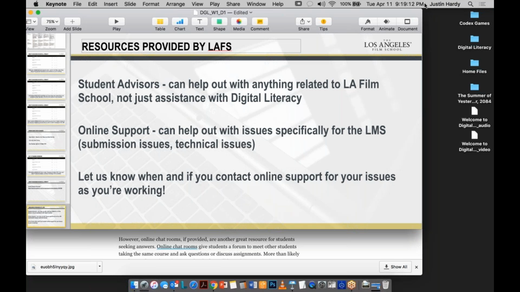And of course, as we mentioned earlier, online support can help out with any issues specifically for the LMS, such as submission issues, say your documents won't upload, or your compressed file won't upload, or you can't view a video, whatever the problem may be. Online support can definitely assess and assist in your issue.